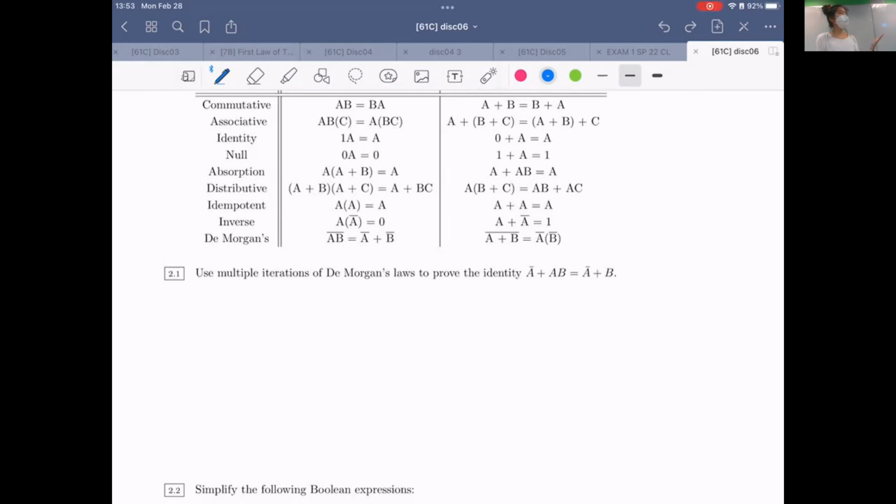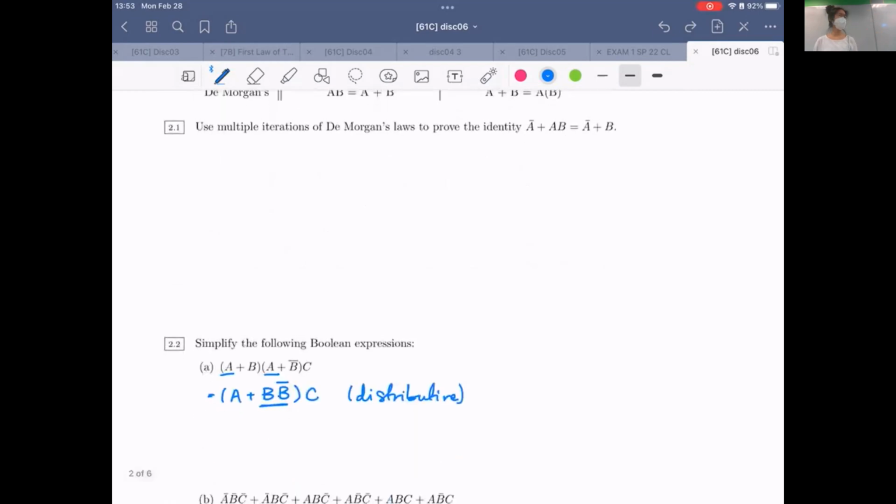But the opposite is true for OR, because OR only needs one of the values to be 1 in order for the output to be 1. So we can guarantee that between A and not A, one of those values is always going to be 1. So our output overall is going to be 1. Does that make sense why?